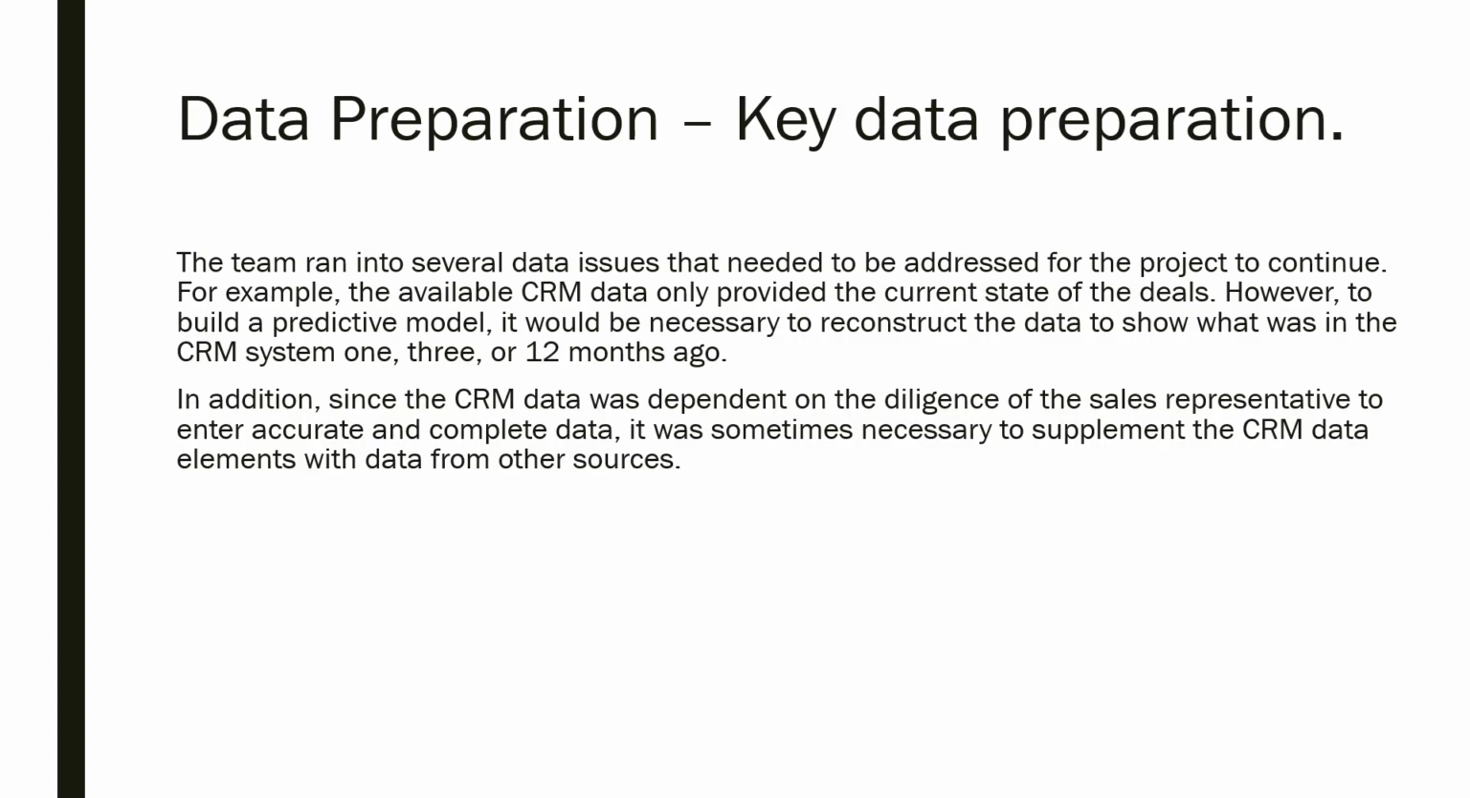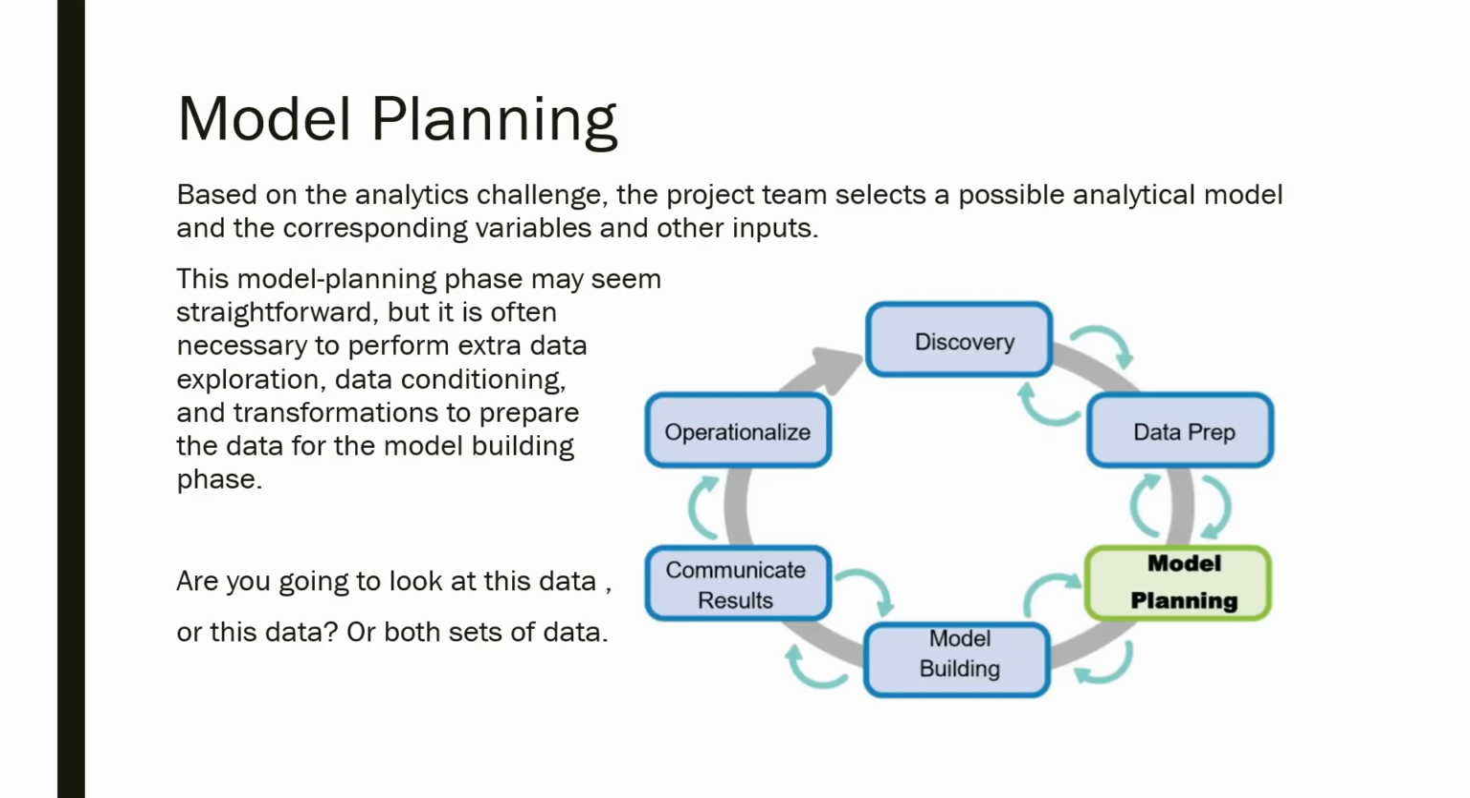Then we've got the data preparation. Within data preparation, we've got the key data to prepare. The teams ran into several data issues that needed to be addressed for the project to continue. For example, the availability of the CRM data only provided the current state of the deals. However, to build a predictive model, it would be necessary to reconstruct the data to show what was in the CRM system 1, 3 or 12 months ago. So at this stage we had to go back to the discovery phase, get some more information, and then we could head back into this one.